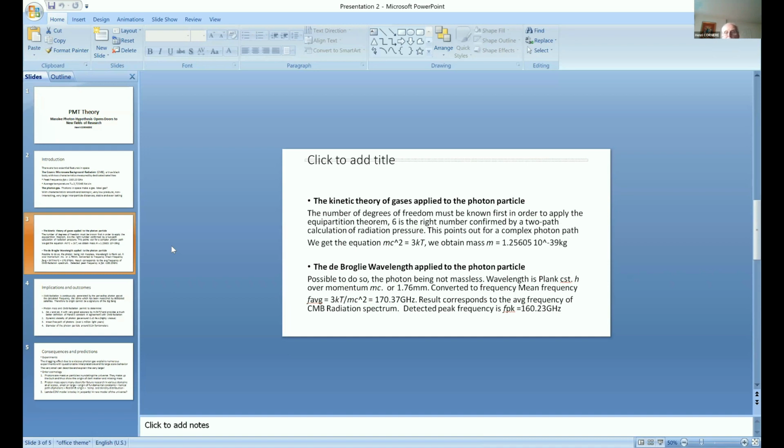This is equal to mc squared. Energy is mc squared. So mc squared is equal to 3kT, where k is the Boltzmann constant and T is the absolute temperature. So we get directly the mass of the photon particle. I call it M. M equals 1.25 × 10^-39 kilograms. It is in SI units, and it is a very small mass.